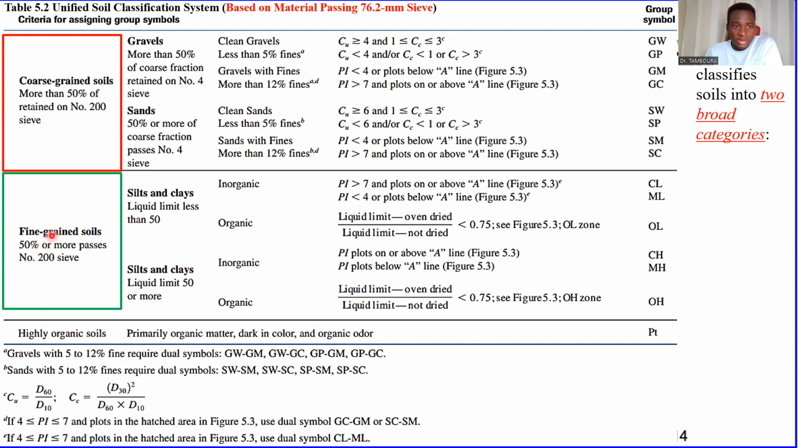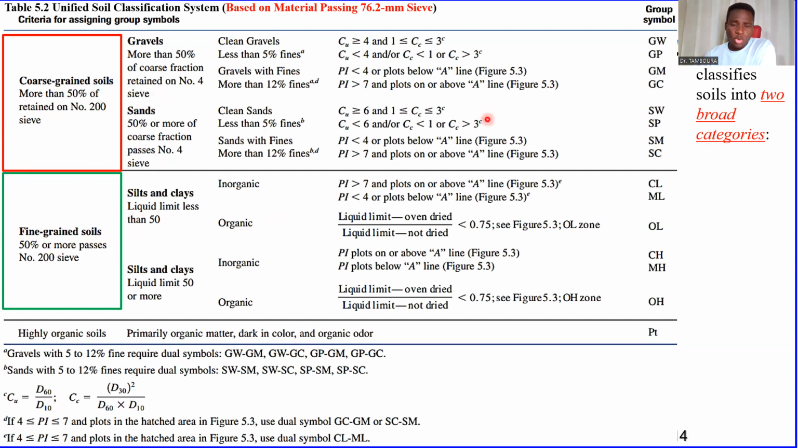And here for the fine grain, it is reversed. Now, more than 50 is passing. That means less than 50 is retained. Because if you see the sieves, you put the soil on the top, the first top sieve, and shake. After shaking, the soil is passing through the sieves. Okay? So just remember this, very important.